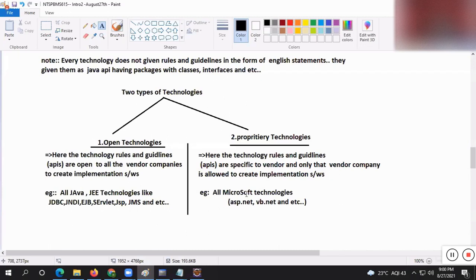Okay, guys. Now tell me, all Microsoft technologies. Why does Microsoft ASP.NET technology have only one server, that is IIS? Very simple, guys. That is because ASP.NET is a proprietary technology. You don't allow anyone else to develop the softwares. But in Java, variety is more. Implementation softwares are more. I think you thoroughly enjoyed.